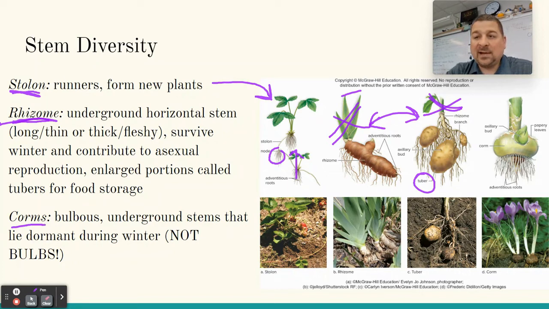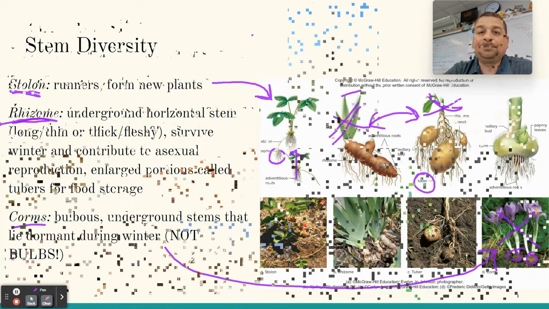The third one, corms. Corms are bulbous, although they are not bulbs. Onions are not stems. They're leaves. We'll get to them in the next video. Corms are some of the flowers that you may plant in your flower beds. You buy bulbs. We call them bulbs, but technically they're not, because those are leaves. Corms are just underneath the ground, and they'll flower, they'll reproduce, and then the top part will die off, and the bottom part stays underground over the winter, and if they're perennials, the next year they will keep growing back from that.